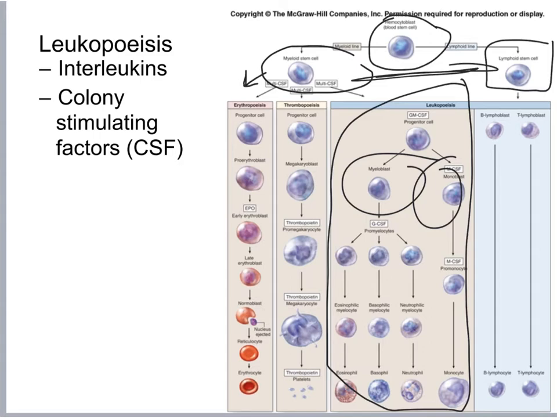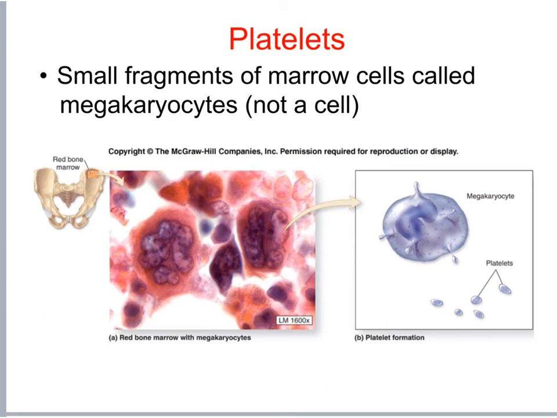Platelets are our last type of formed element, and these are small fragments of bone marrow cells called megakaryocytes. Again, a platelet is not a cell. Instead, it is little tiny pinchy pieces of the plasma membrane of these large megakaryocytes.